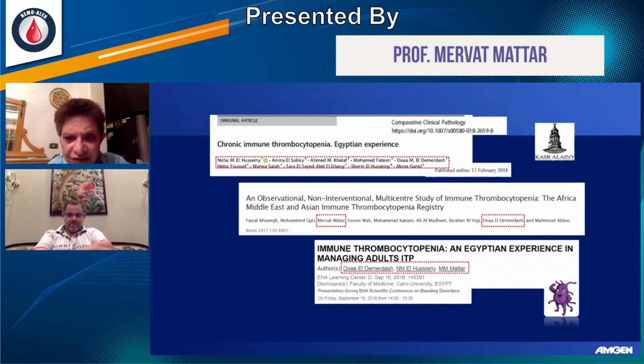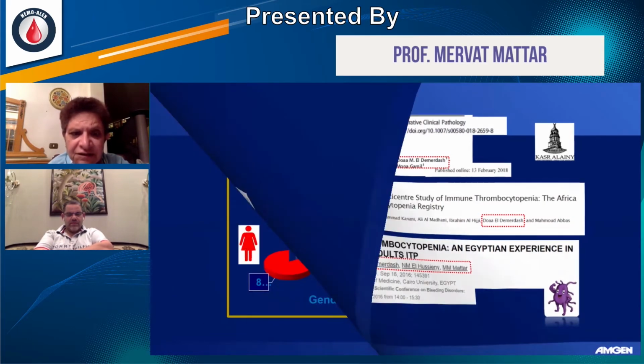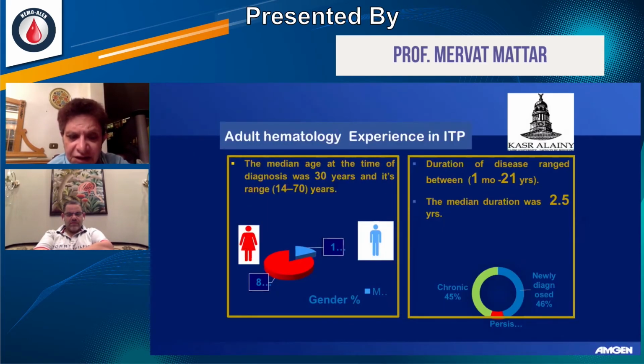We joined others, whether in our Egyptian experience or with an observational non-interventional multi-center study of immune thrombocytopenia, including the Africa, Middle East, and Asian immune thrombocytopenia registry. We showed that in our series, we had more females than males, younger ages, and the median duration of ITP in our cases was 2.5 years. The duration of disease ranged between 1 month and 21 years. Most of the cases were newly diagnosed, but 45% were chronic.